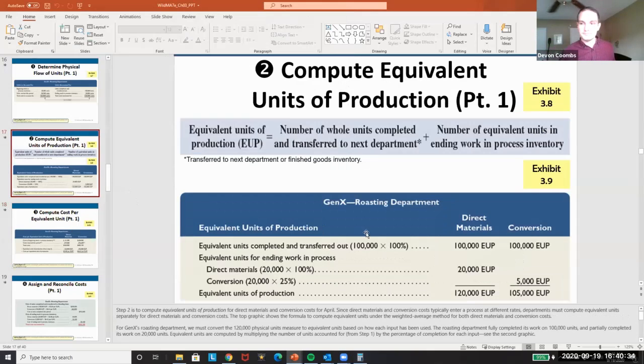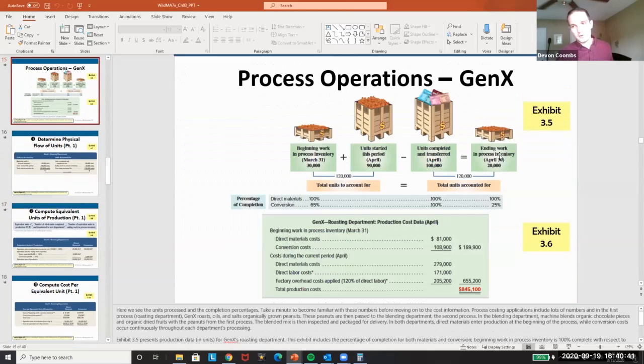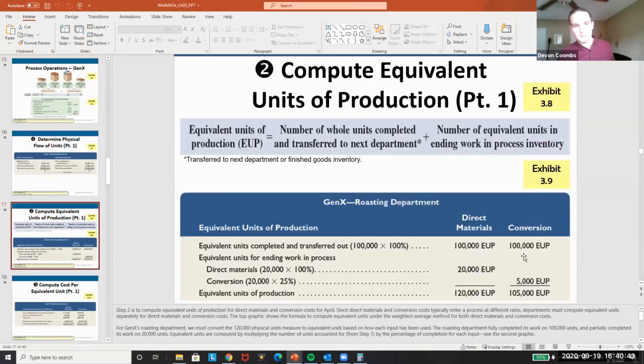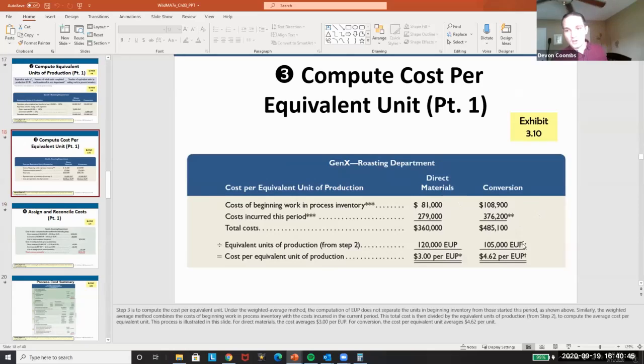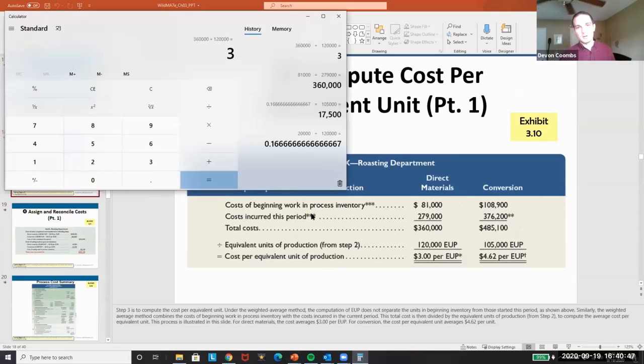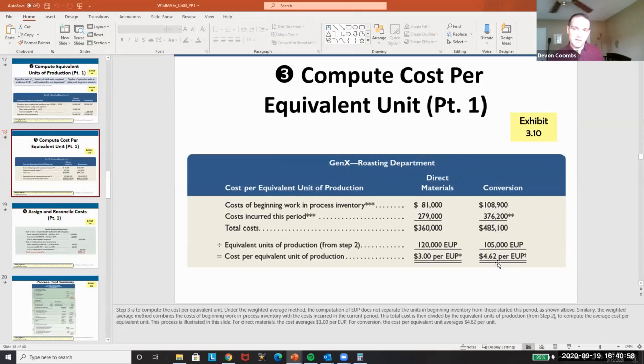Or I might make it a linked question, where each step, you have to figure out first ending work in process, then finished out the equivalent units, and then figure out the cost per unit. But they're all linked to each other, so you'd get credit for each score. Then conversion costs are the same. You'll be given these costs, and then we figured out the 105,000 units, and I'll let you do the division. The 485 divided by the 105,000 gets you your equivalent cost per unit.